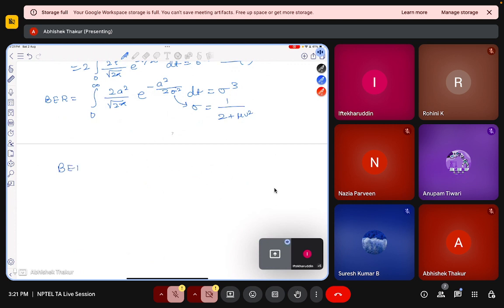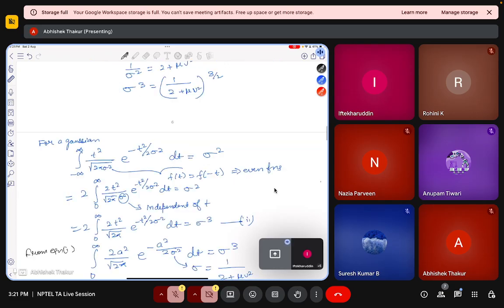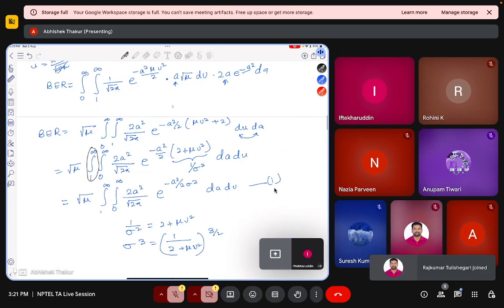So bit error rate is equal to the integral from 1 to infinity. So this is the one part of the integral, from equation 1 we can write, because in equation 2 there are two integrals. The second integral we have to do now.